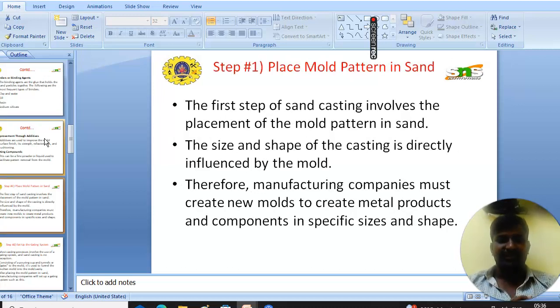Next, you will see the steps involved in sand casting. The first step of sand casting involves the placement of the mold pattern in sand. The size and shape of the casting is directly influenced by the mold. Therefore, manufacturing companies must create new molds to create metal parts and components in specific sizes and shapes.